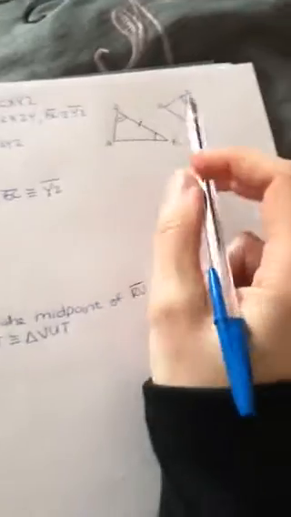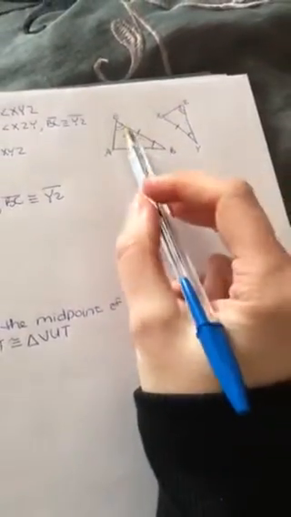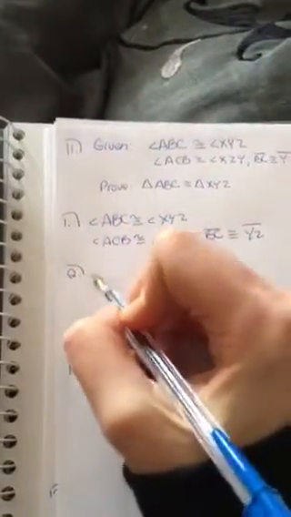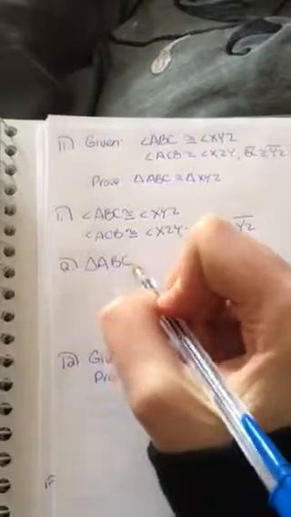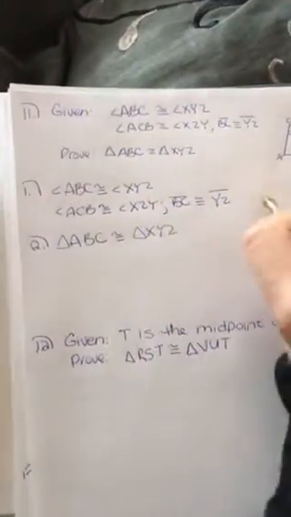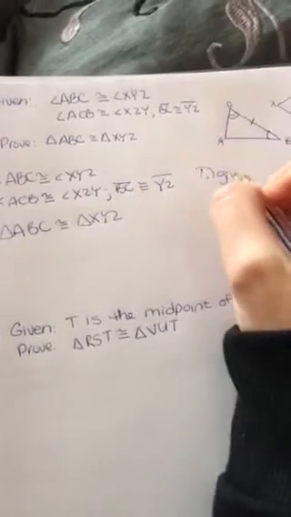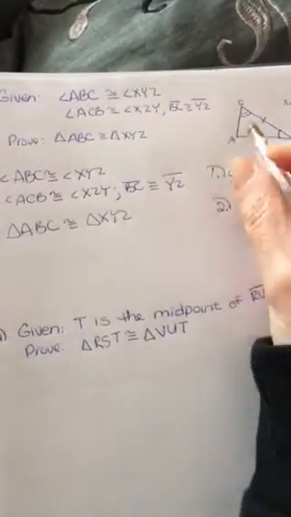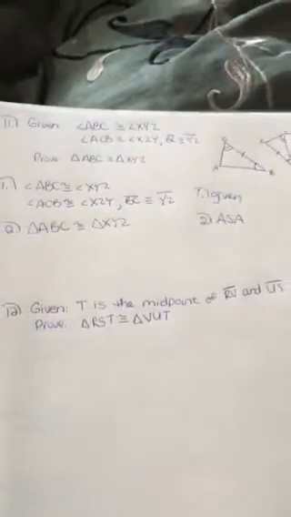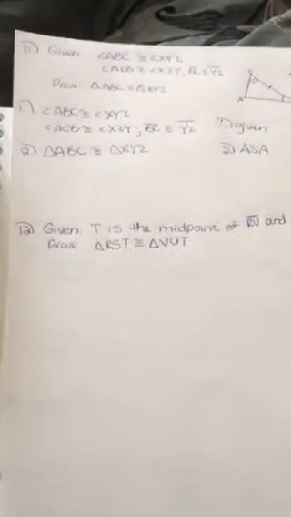And I marked everything on my diagram over here, and I see that I already have angle, side, angle. So basically my proof is done. I just have to write out that triangle ABC is congruent to triangle XYZ, and that's, sorry, I did that again, proven by angle, side, angle. And that's the whole proof for number 11. That one was a nice and easy one. All right, number 12.